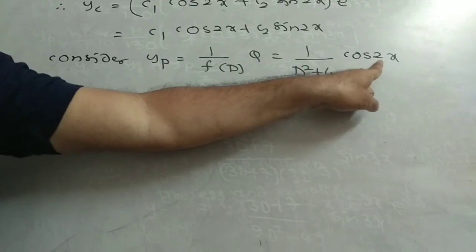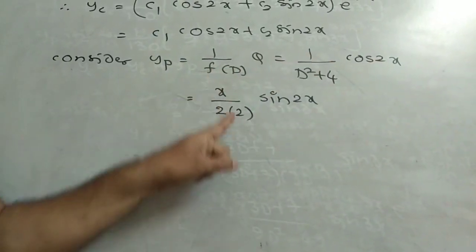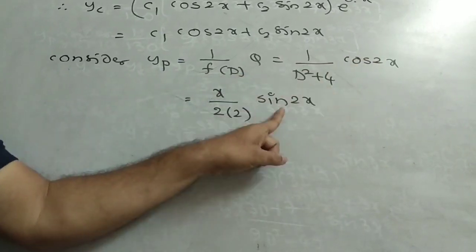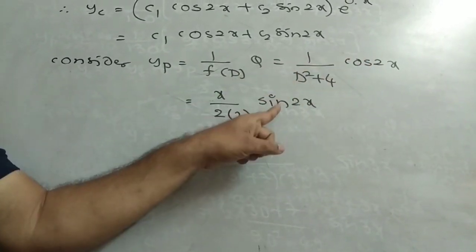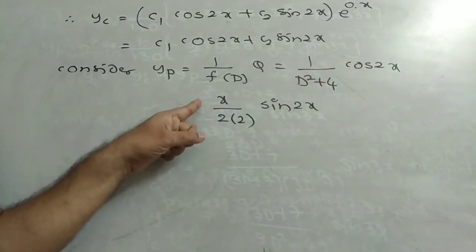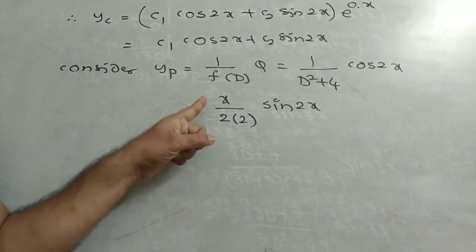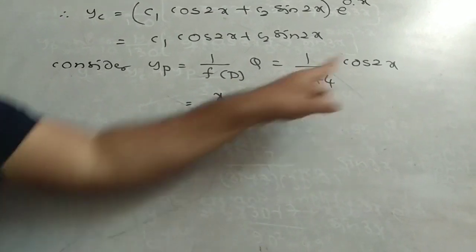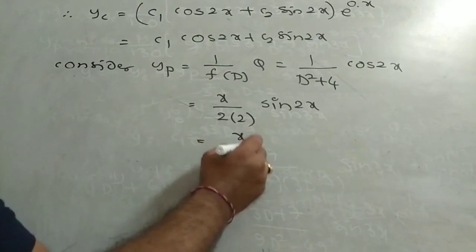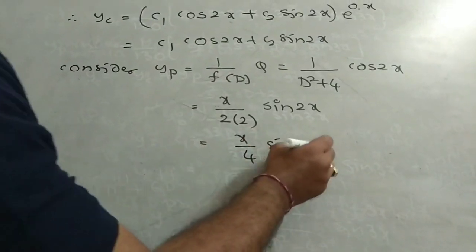In the case of cos ax, minus x by 2a, sin ax. That is, if it is sin, you write down cos. If it is cos, here you are writing sin. So remember, when it is in sin, better you write down the negative sign, minus x by 2a like that. If it is cos, you are using only plus. So directly you are getting the answer x by 4 sin 2x.